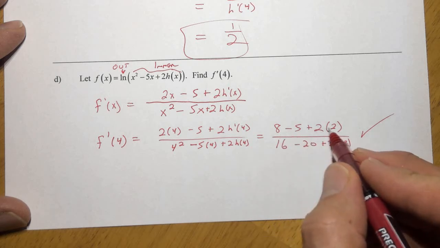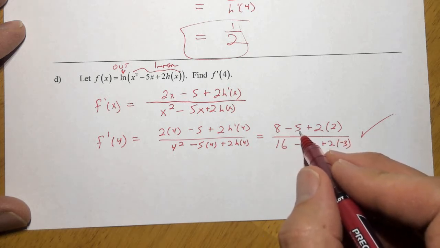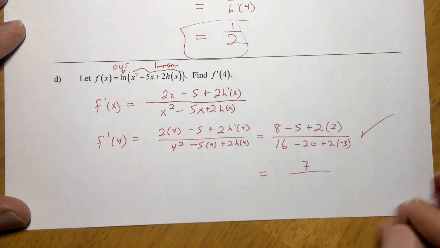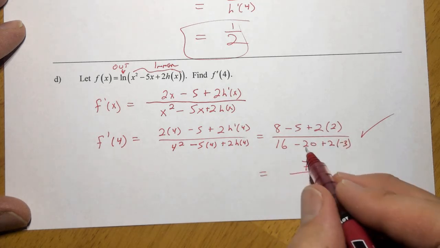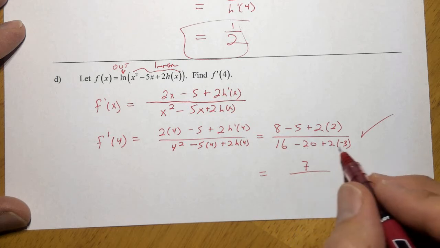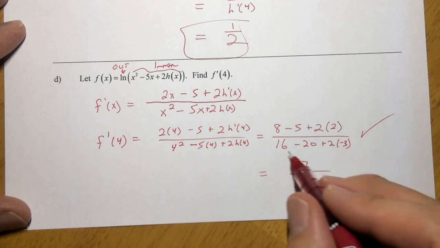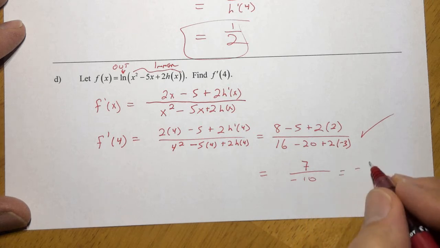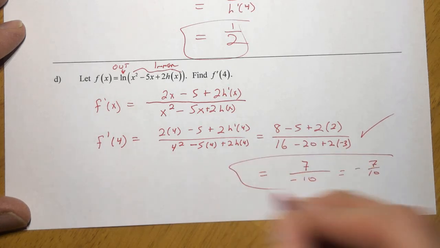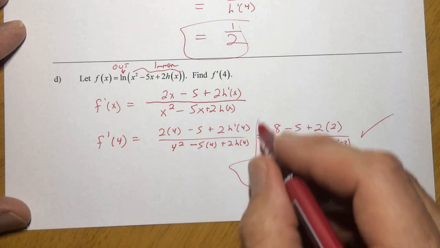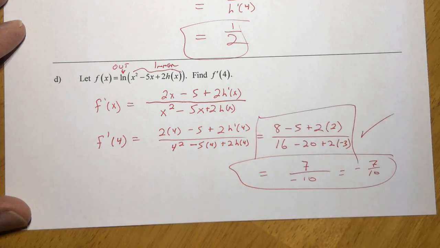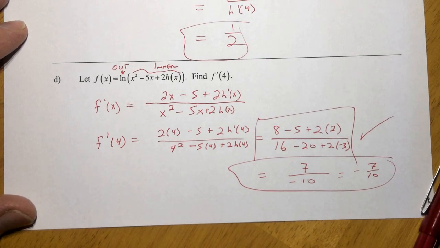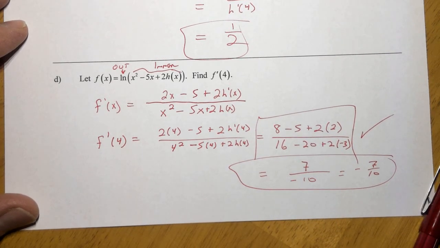2 times 2 is 4, so we have 8 minus 5, which is 3. 3 plus 4 is 7. And then down below, 16 minus 20 is negative 4. 2 times negative 3 is negative 6. Negative 4 plus negative 6 is negative 10. All right, so we're looking at negative 7/10 if you're going all the way. But again, that answer is just as good. Okay, so hopefully this helps, and you're ready to go for the upcoming quiz.